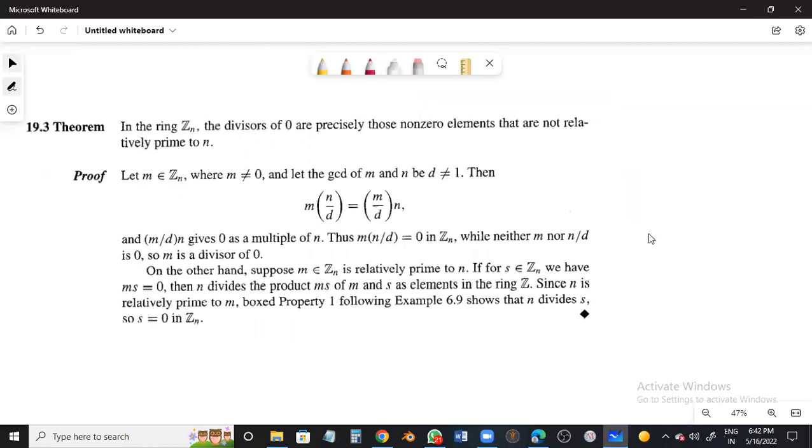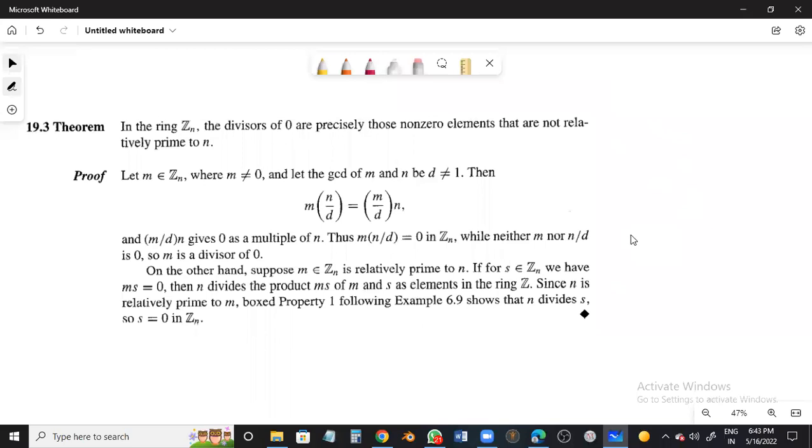Obviously, such a thing will occur in Z suffix n. What is Zn? The set of all residues modulo n. In the ring Zn, the divisors of 0 are precisely those non-zero elements that are not relatively prime to n.